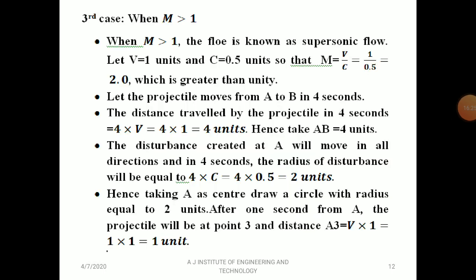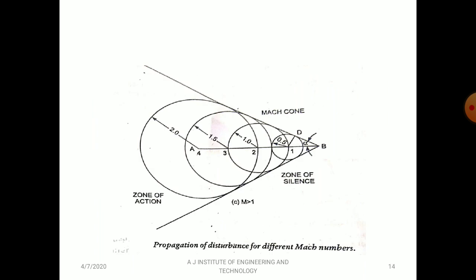Okay, now the last case, when M is greater than 1, this is supersonic flow. When M is greater than 1, the flow is known as supersonic flow. Let V equal to 1 unit and C equal to 0.5 unit. You have to choose the values of V and C in such a way that you get a Mach number greater than 1. It is possible when V equal to 1 and C equal to 0.5, so that M equal to V by C, that is 1 divided by 0.5, which becomes 2.0, which is greater than unity. So let me discuss the drawing procedure.